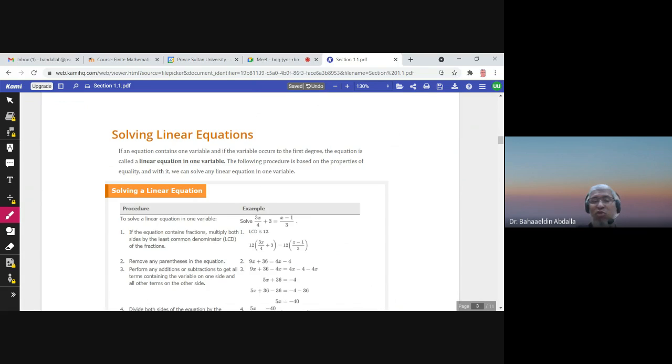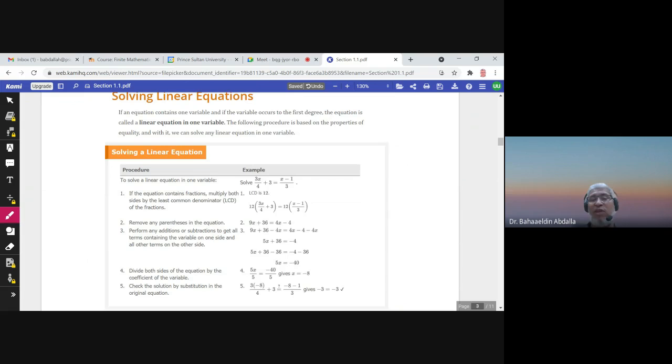So how to solve? What are the steps to solve any linear equation? This is an example. If you have a fraction, if there are numbers in the denominator, you need to get rid of these numbers. So what to do? You need to multiply by the LCD, which is the least common denominator, the LCD.